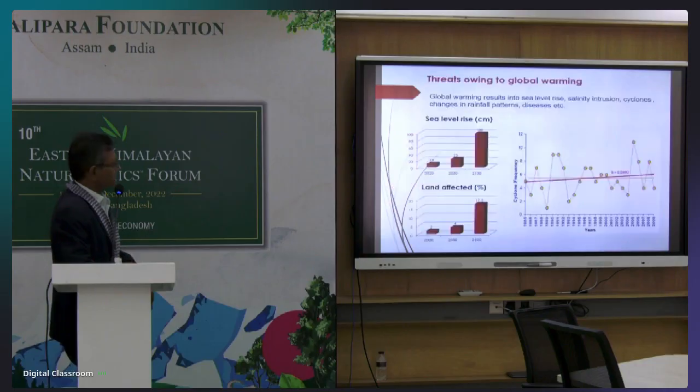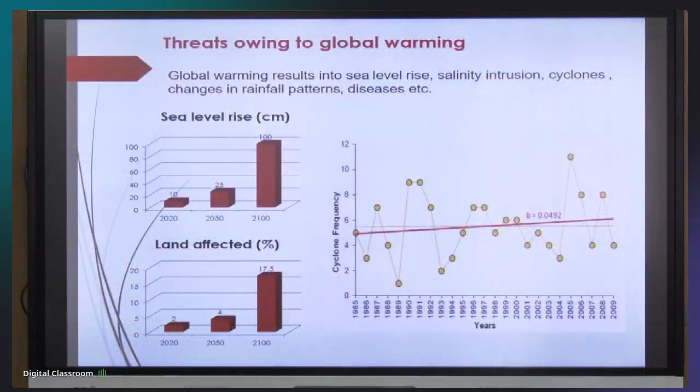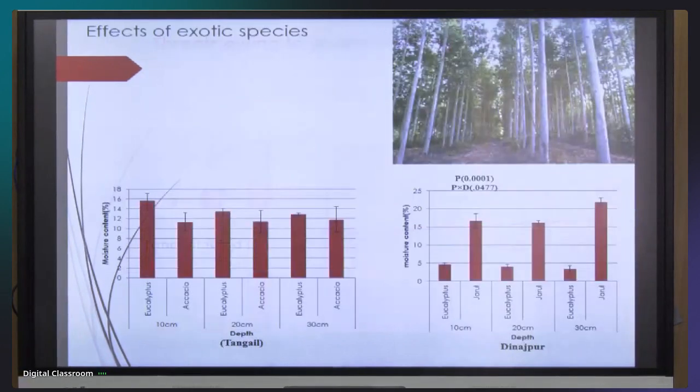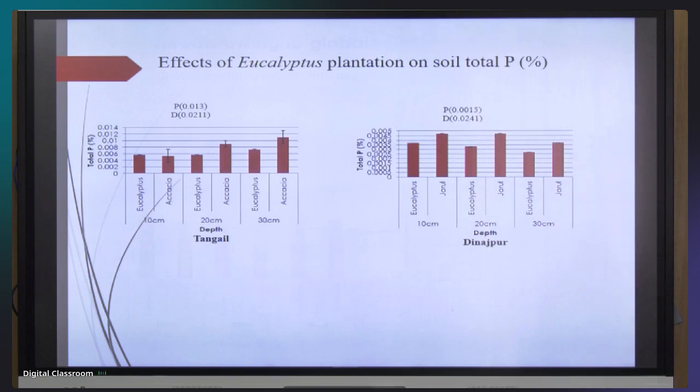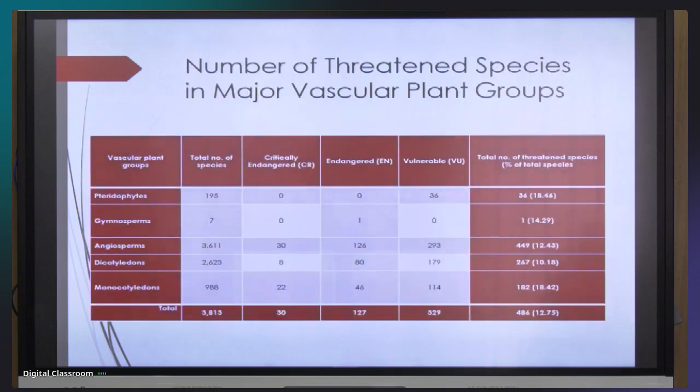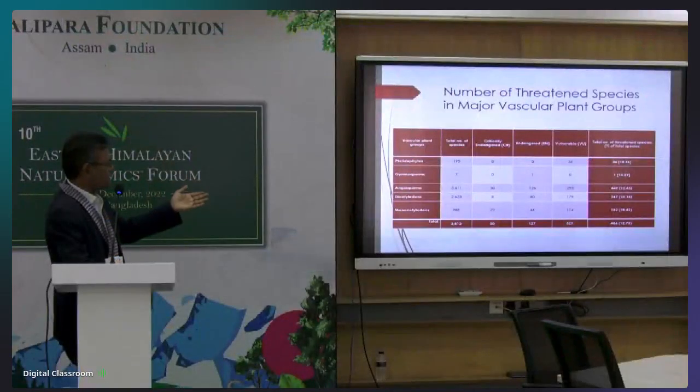Okay, these are also threats, climate change related threats. Exotic species is also a threat to our biodiversity, forest diversity. This is lantana that may also be a problem for our forest. And this is the data that shows how many species are under threat. The number of threatened species is shown in this slide.